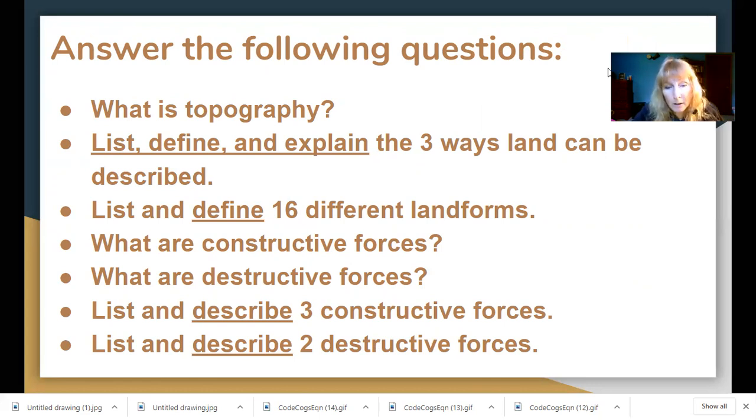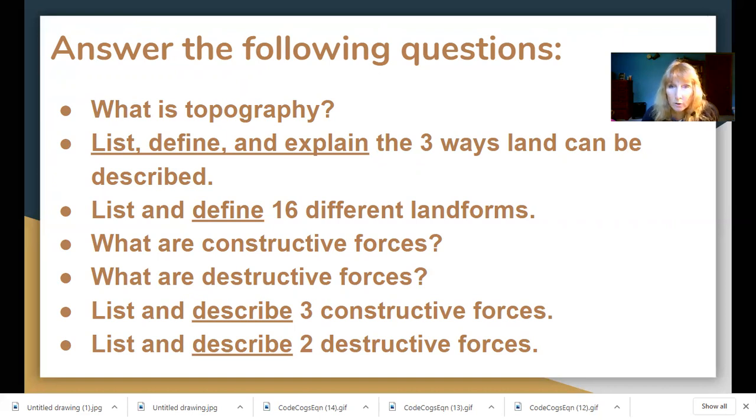What is topography? You're going to list, define, and explain 3 ways that land can be described. And so I don't want you to just list them, right, by elevation. I want you to describe what is elevation. You're going to define it. You're going to explain what it means in your own words. Then you're going to list and define 16 different landforms. You're going to talk about them, right? You're not going to just list them. You're not going to just say dunes. You're going to say what dunes are.